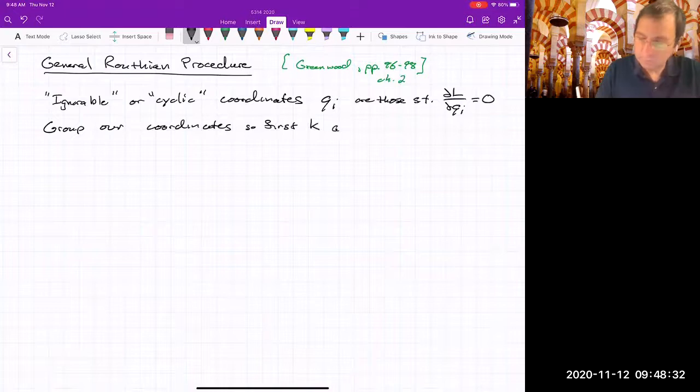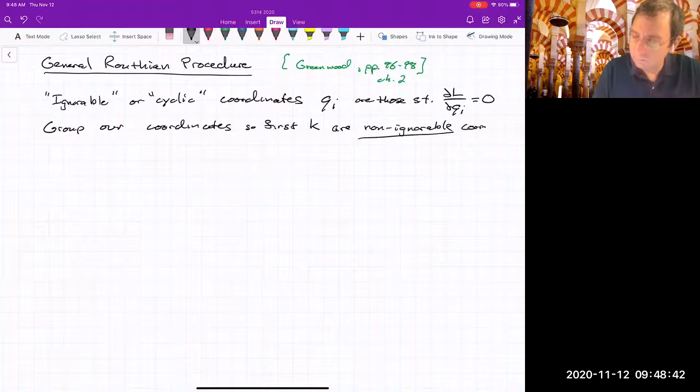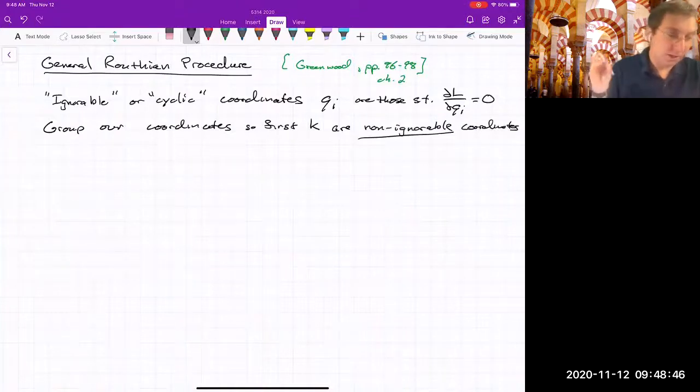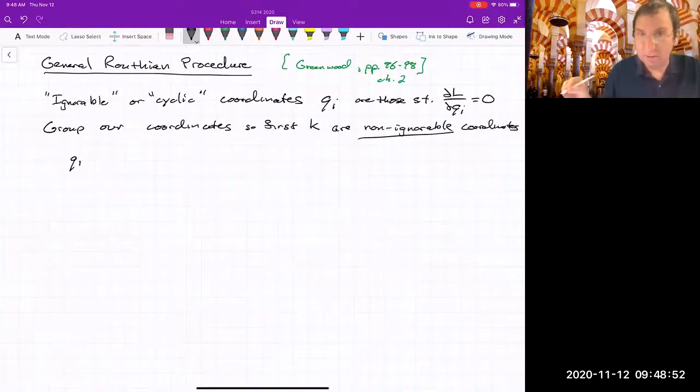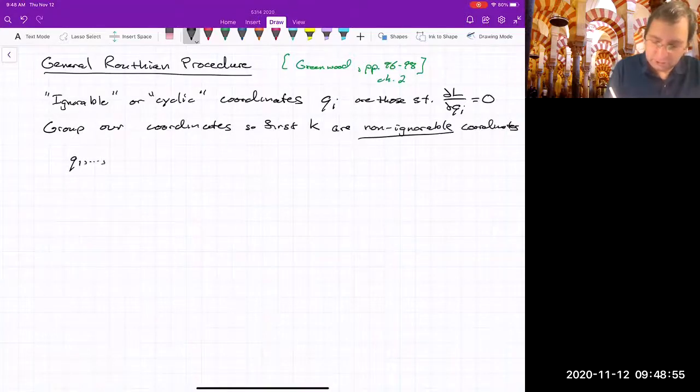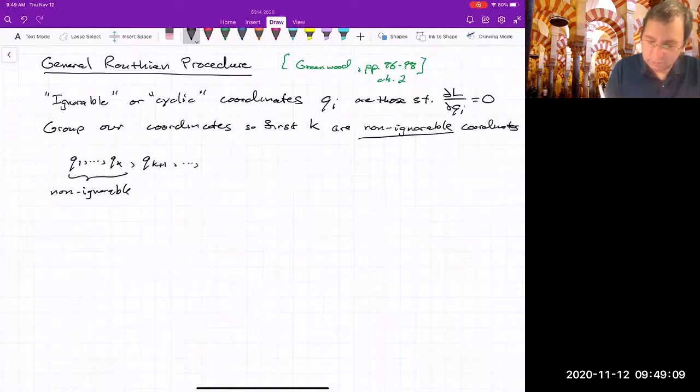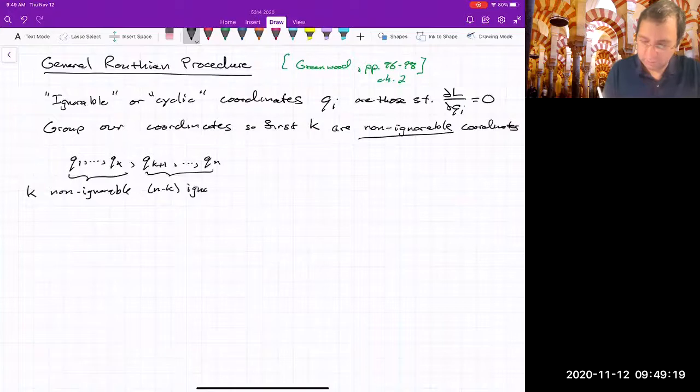Lowercase k. Actually, the first k are the non-ignorable ones, sorry. Which means the Lagrangian does depend on those. So what are we doing here? We've got q1 through n, but we'll group these so that q1 through k are the non-ignorable. And then these remaining ones, qk plus one all the way to qn. So we've got k non-ignorable and n minus k ignorable.